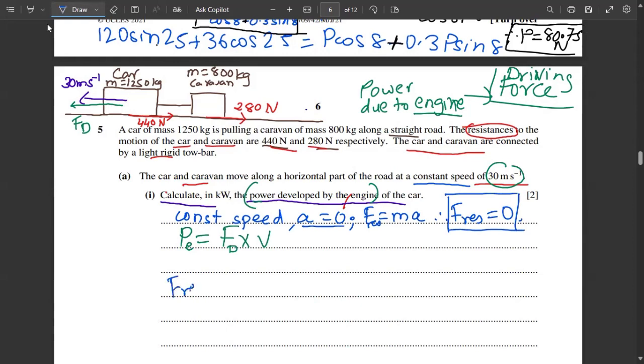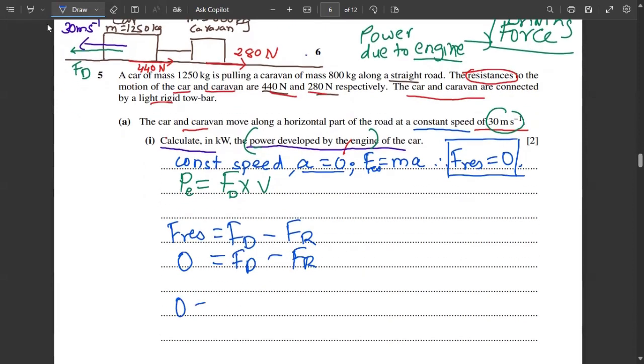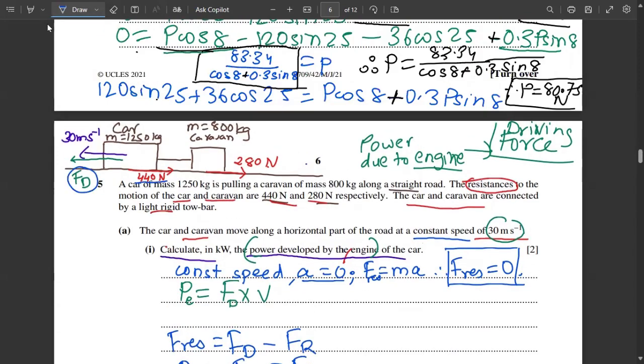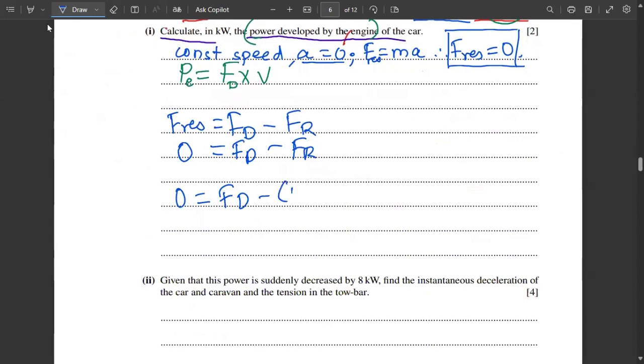Now what we can write is resultant force will be equal to the driving force minus the resistance forces. And because the resultant force is 0, 0 will be equal to Fd minus Fr. Therefore, 0 equals Fd, which we don't know and have to find out, minus 440 plus 280. Therefore, driving force is equal to 440 plus 280, which is 720 Newton.